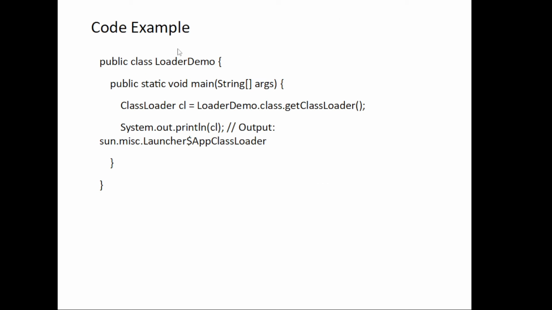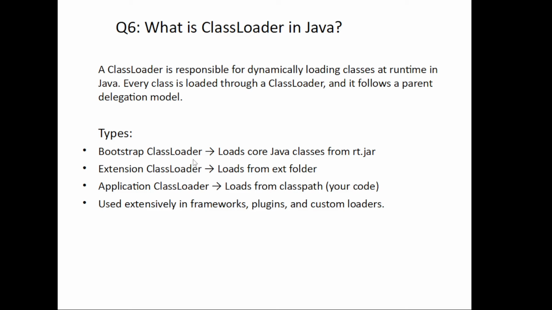Let's look at this code example. Here this line returns the class loader that loaded your current class. Most of your application classes are loaded by the application class loader, and here this output statement usually prints something like this. And here bootstrap class loader loads core Java classes like java.lang, and extension class loader loads classes from the ext directory, and application class loader loads your project classes and libraries. And each loader tries to delegate loading to its parent first, and this is called parent delegation model.